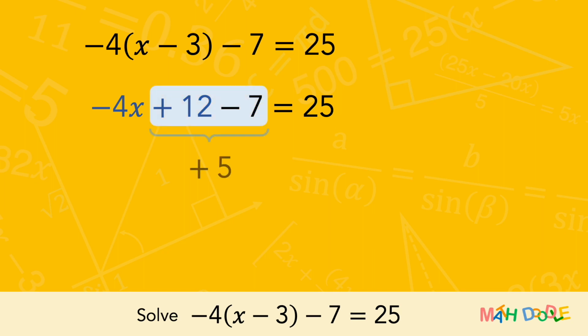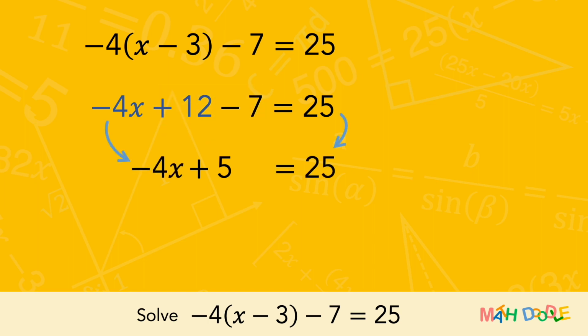12 minus 7 is 5. And, minus 4x and 25 stay the same for now. So, we now have a new equation, minus 4x plus 5 equals 25.